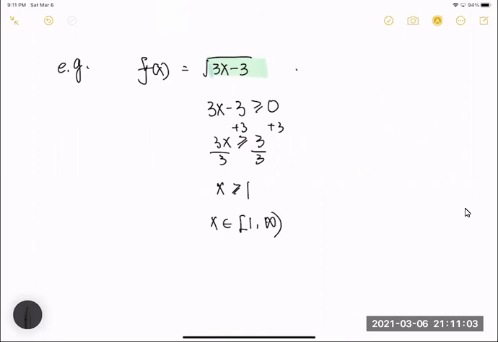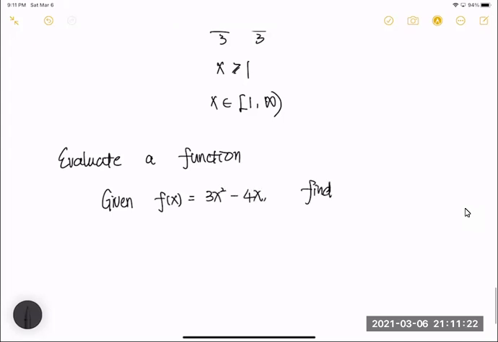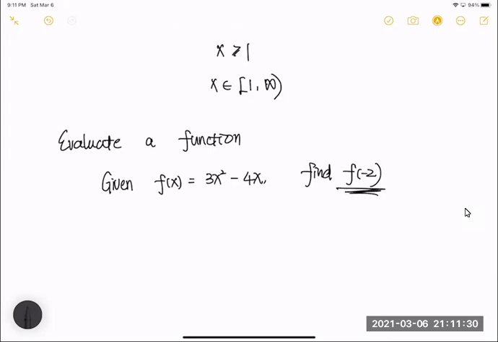Okay, now how do we evaluate a function? If you were given f(x) equals 3x squared minus 4x, and you need to find f of negative 2, what does this notation mean? x equals negative 2. You can think about it this way: y equals 3x squared minus 4x. Remember, f(x) equals y. f of negative 2 means x equals negative 2.